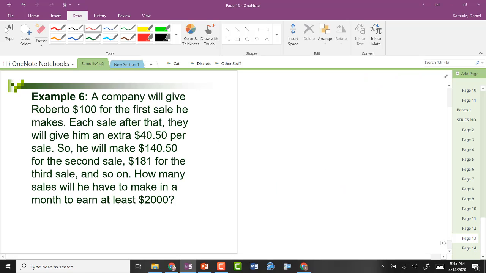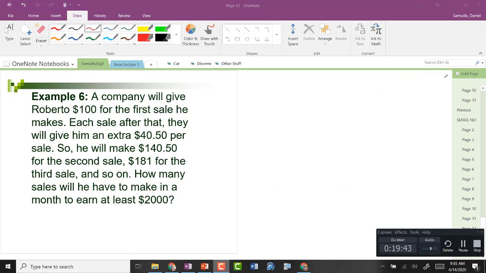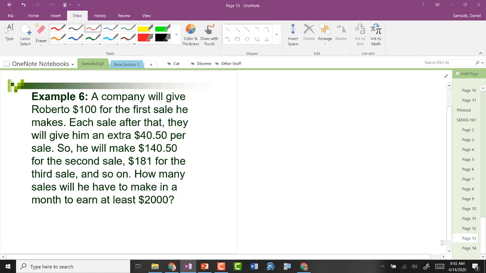All right, last one here. Okay, so we have a company. They'll give Roberto $100. Each sale after that is for $40.50. So then basically he makes $140.50 for the second sale, and then an additional $181 for the third sale, so on and so on. How many sales will he have to make in a month to earn at least $2,000?